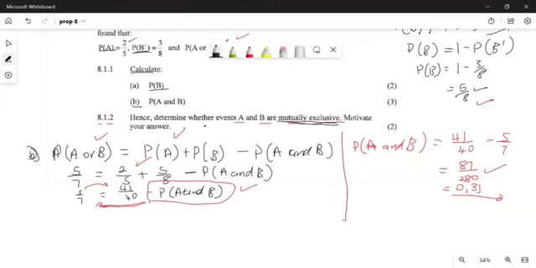Are they not? Yes. So we're going to say they are not. Okay, this is going to be 8.1.2 again. So they are not.